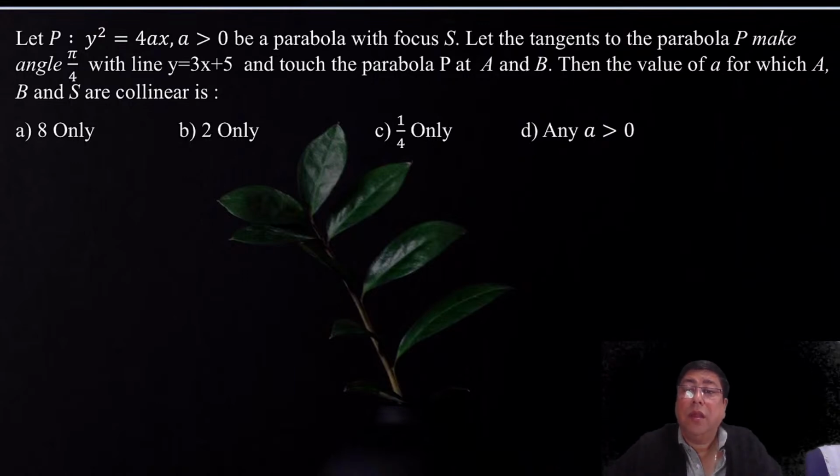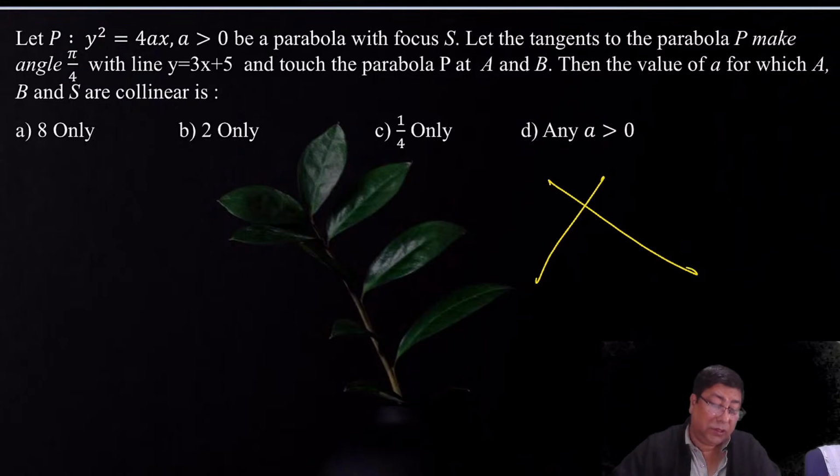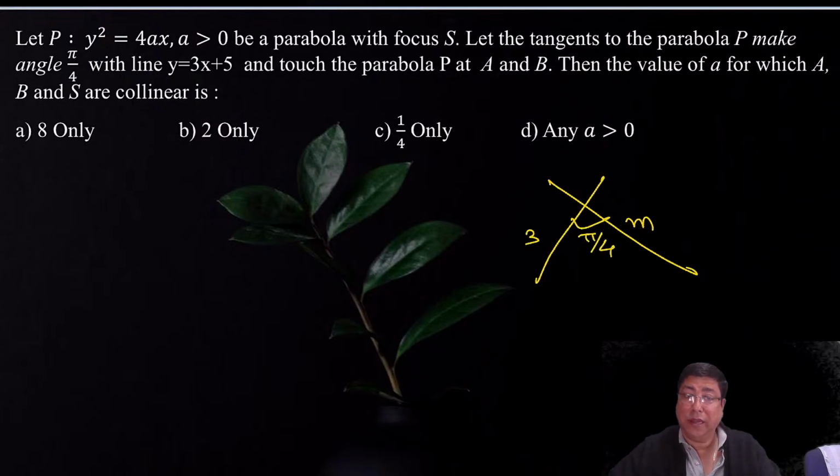Yes, Kunal, you have written latus rectum will be 4a. Yes, this sum is a case of latus rectum. First of all, we have to see that the line is given as y equal to 3x plus 5. So this 3 is m, and it makes an angle pi by 4. Obviously it's a latus rectum case.